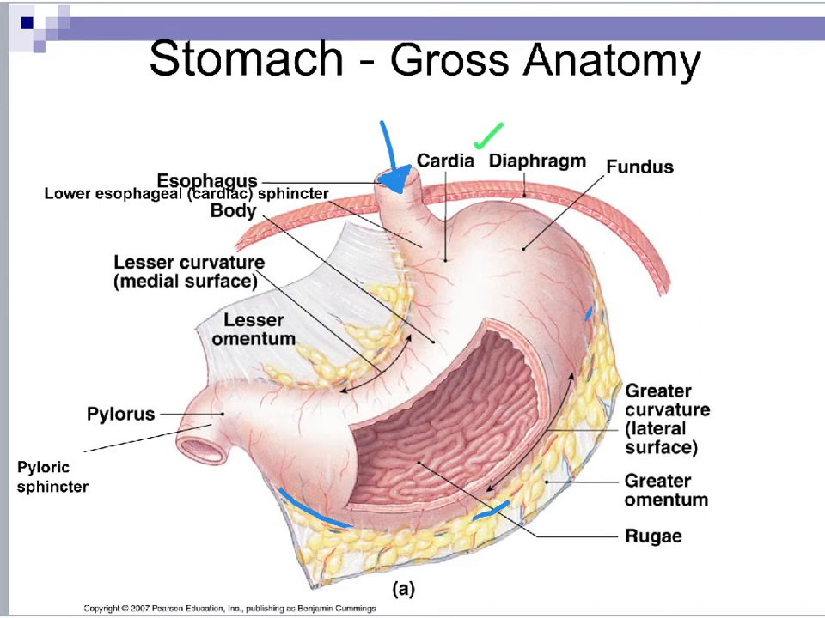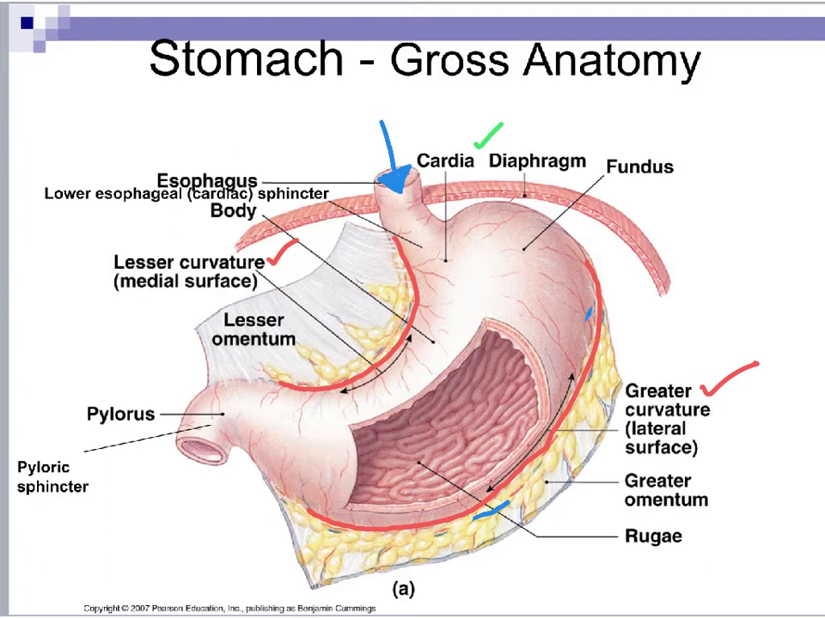Okay, some other notable features here, externally at least, are going to be this curve that you see right here. That's called the lesser curvature. And so usually when we say lesser, that means there's something very similar that's bigger. And so along this side right here, there's a curve that we call the greater curvature.